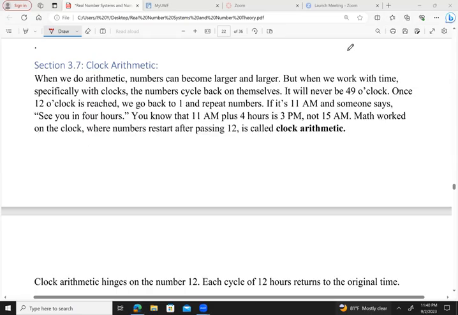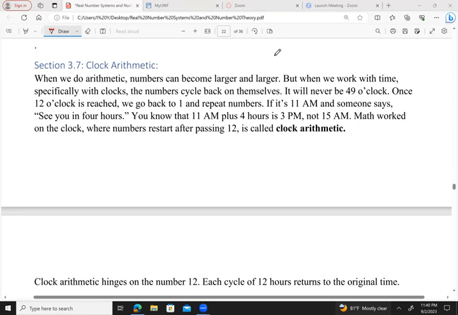Larger and larger. But when we work with time, specifically with clocks, the numbers cycle back on themselves. It will never be 49 o'clock. Once 12 o'clock is reached, we go back to 1 and repeat.